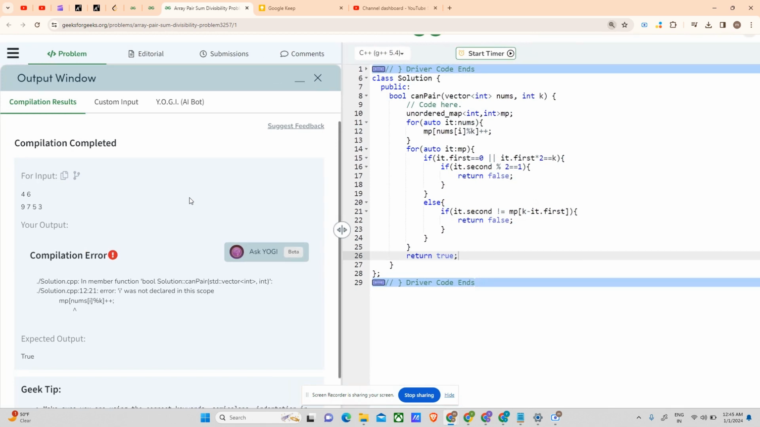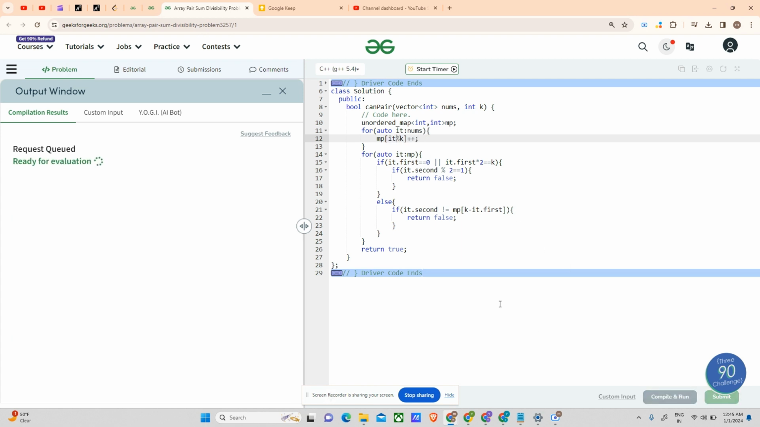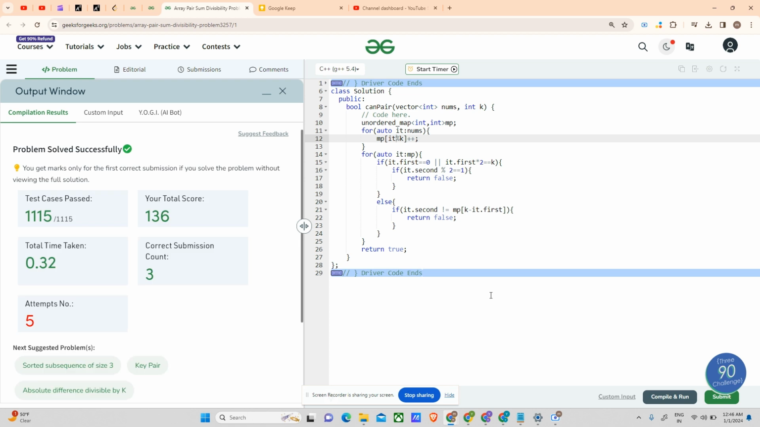There has been an error, mp of nums i percent k. Yeah, okay. I was using the iterator, so I will just fix it here. I hope it should work now. Working fine for the sample test case. Let's try it for submit also. Hope it works. So it is correct, running correctly.